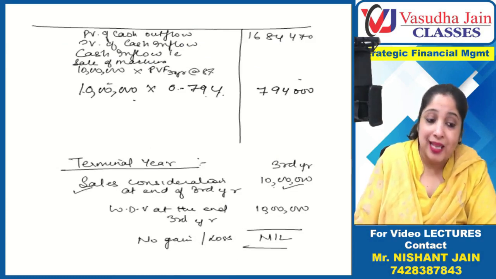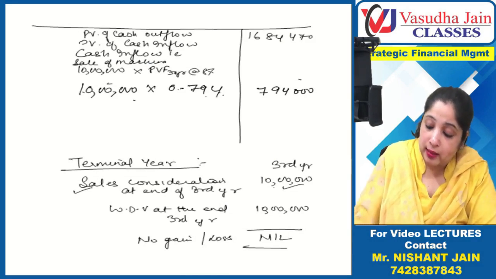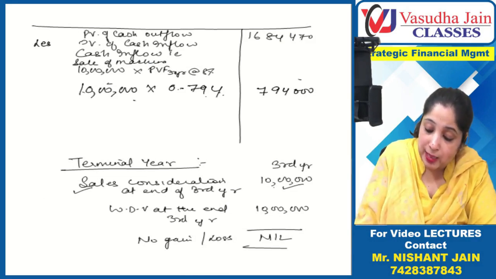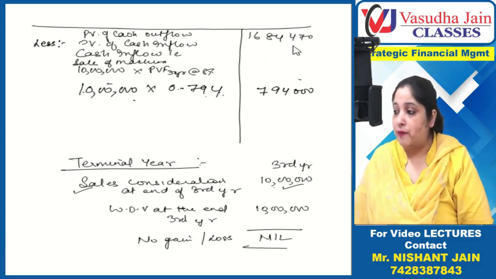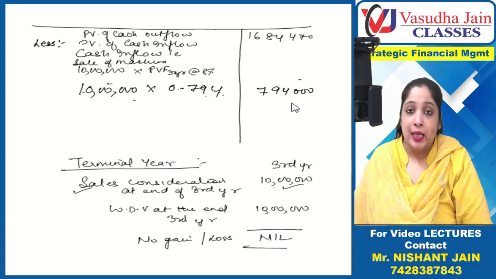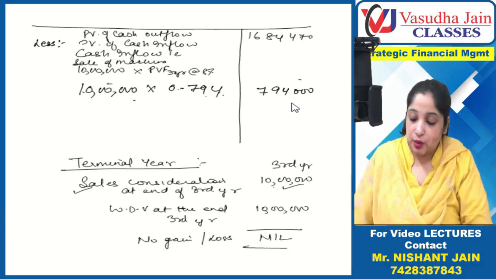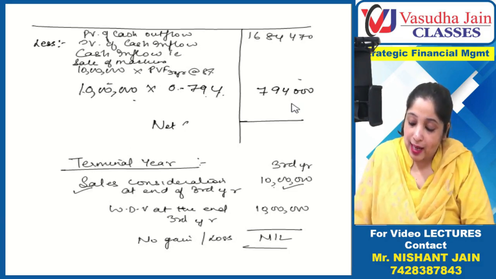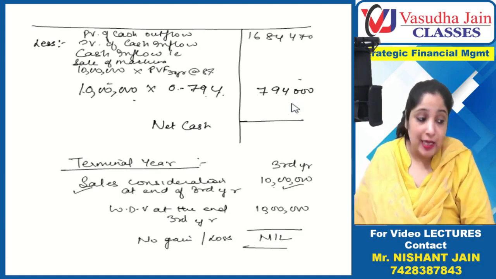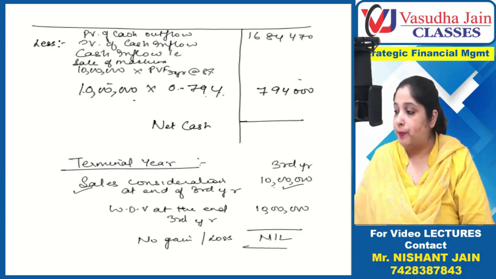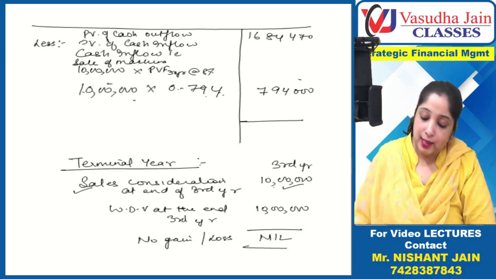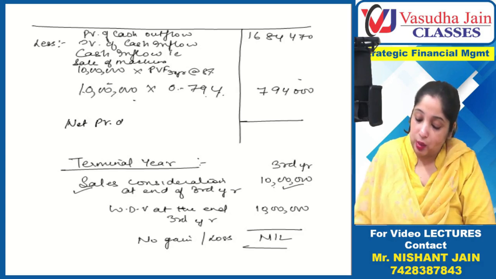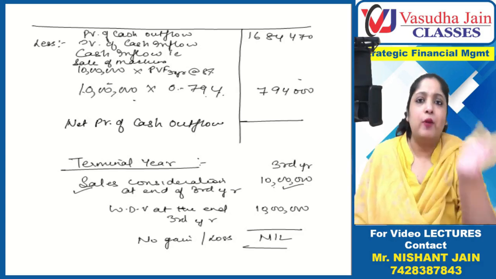7,94,000. Now this is cash inflow, and you should write here less because this is cash outflow 16,84,470, and this is inflow because you have sold the machine. So what is the net present value of cash outflow? I should write net present value of cash outflow after considering all inflows, outflows.